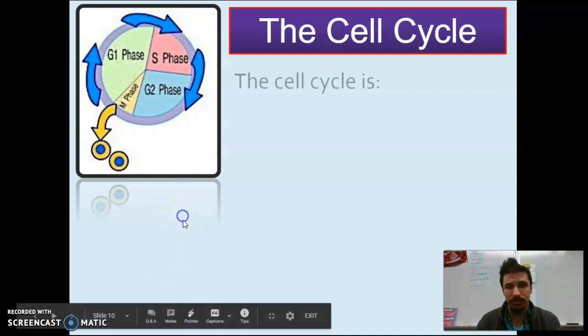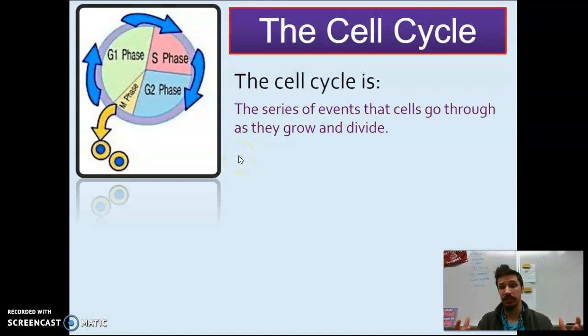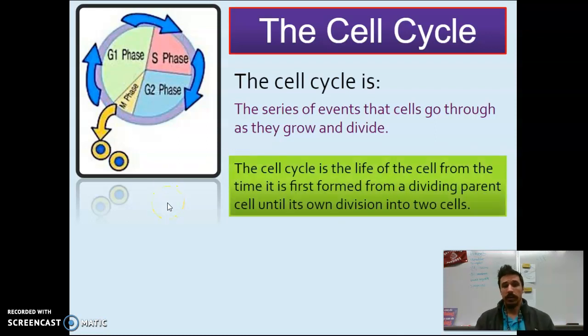So the cell cycle. The cell cycle is pictured up here in a pretty simple looking pie chart fashion. But the cell cycle is basically just a series of events the cell goes through as it grows and prepares for division. The cell cycle is basically the life of the cell. It's the life cycle of the cell from the time it's first formed. So when that initial cell divided and became two cells, these two new cells entered the cell cycle and began their own process getting ready to divide.